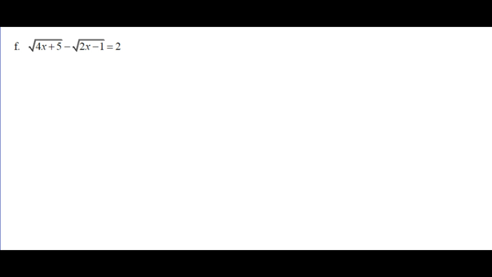So what we have to do is we're going to move that negative 2 root x minus 1 over to the right-hand side. My God, you have to take a whole box. So we get root 4x plus 5 is equal to 2 plus the root of 2x minus 1. Now, we're going to square both sides. We are still going to have a radical, right? On the right-hand side, there will still be a radical, but only one this time. And we're going to isolate that radical, and then we're going to square both sides again.